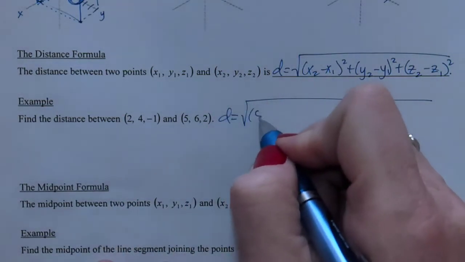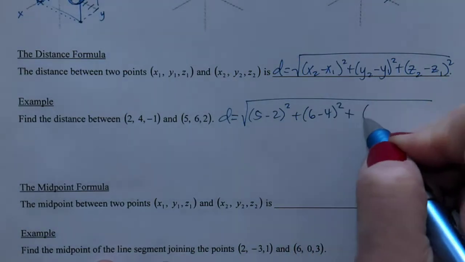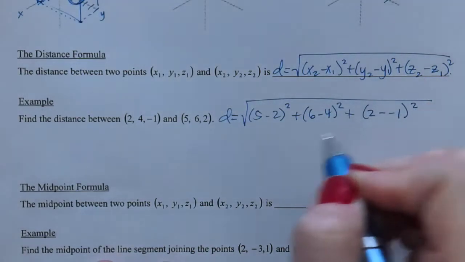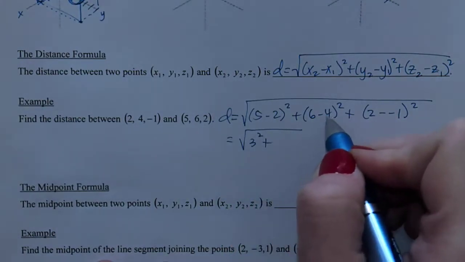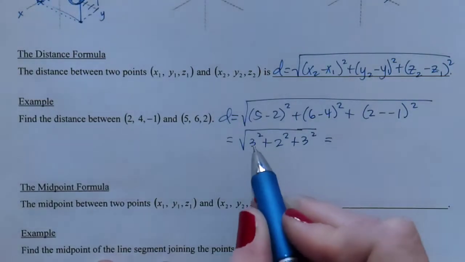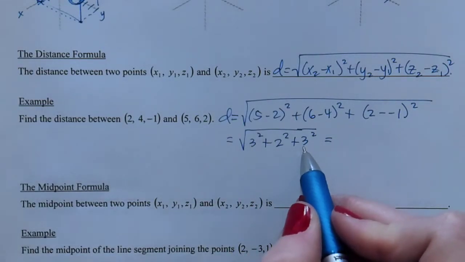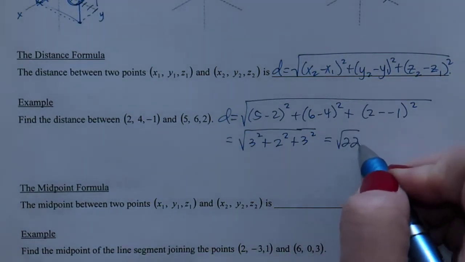So 5 minus 2, 6 minus 4, and 2 minus a -1. Gives me 3 squared, 2 squared, and 3 squared. So I've got 9 and 9, 18, and then 4 more gives me the square root of 22.